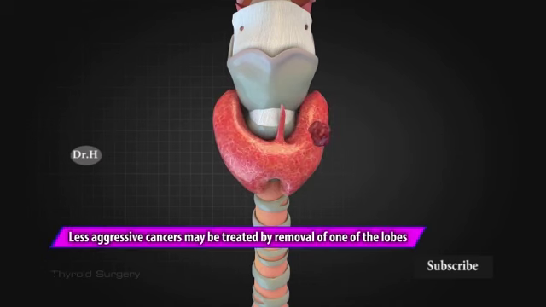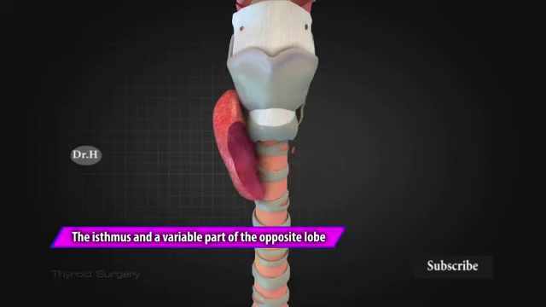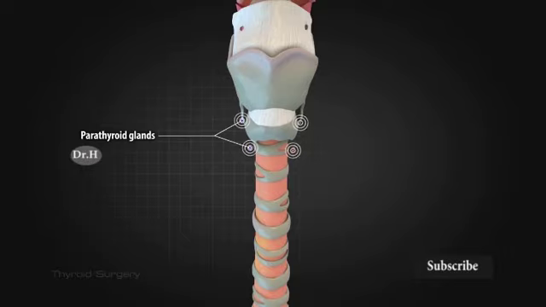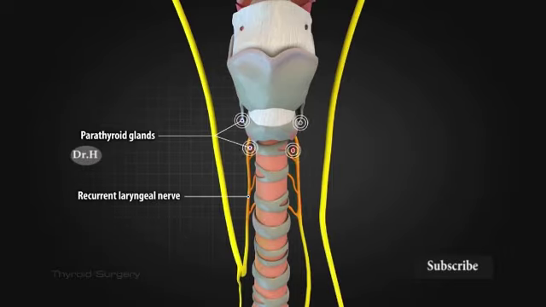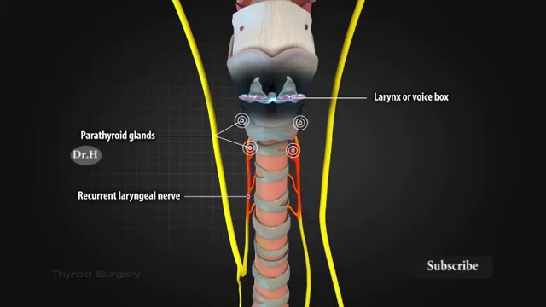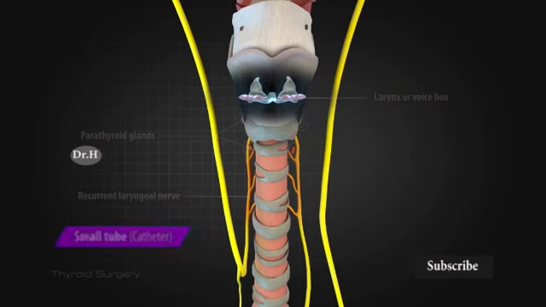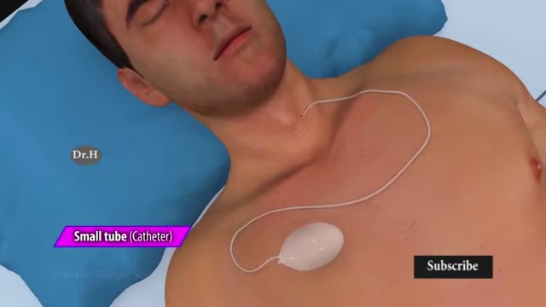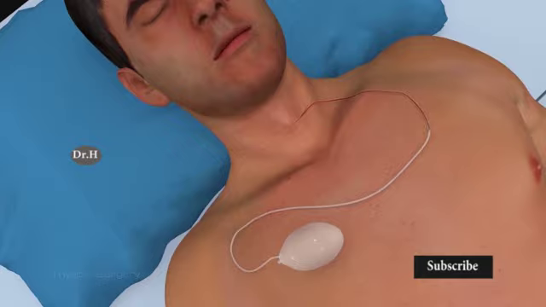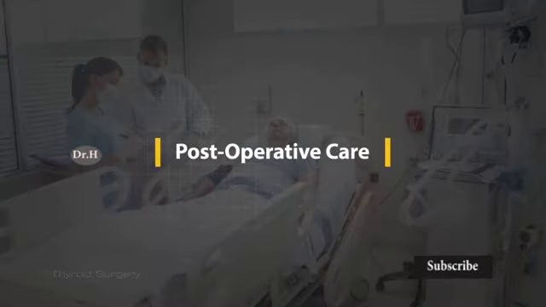Less aggressive cancers may be treated by removal of one of the lobes, the isthmus, and a variable part of the opposite lobe. The parathyroid gland that regulates calcium, as well as the recurrent laryngeal nerve that runs behind the thyroid supplying the larynx or voice box, are identified and preserved as far as possible. After removal of the tissue, a small tube catheter is inserted at the site to drain accumulated blood and fluids. The incisions are then closed with sutures.